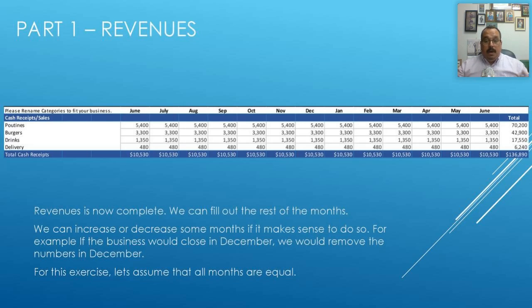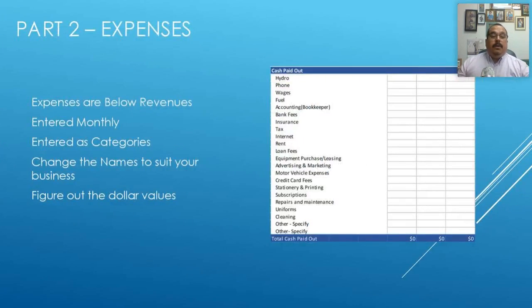But if you don't, we can kind of use a smooth level and make sure that everyone's operating around the same. It does mean that when it actually happens, you'll see a spike in July in your actual reports. Again, this is just an estimate. So for this exercise, let's assume that all months are equal. And we can move on to expenses.